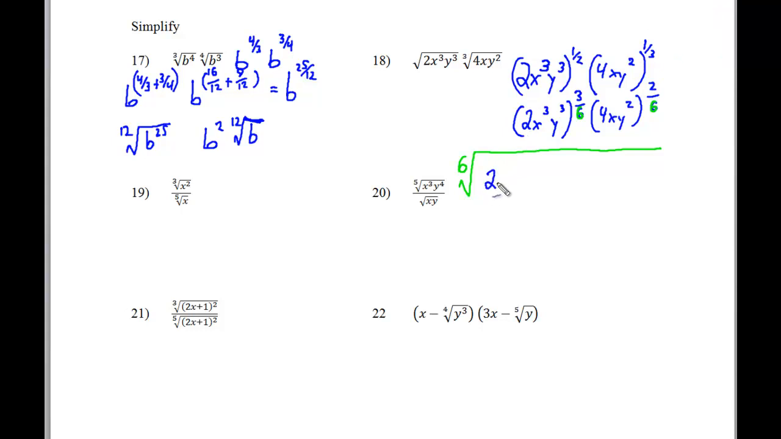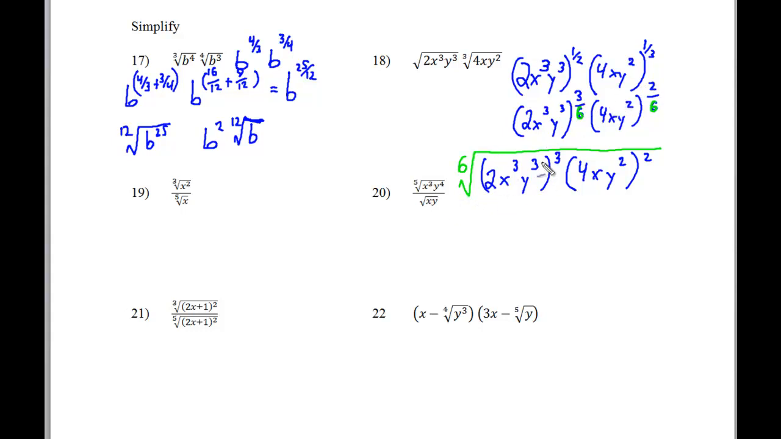So now I have 2x cubed y cubed raised to the third power. Notice how the sixth root got pulled out, and the 4xy squared raised to the second power. Notice how the 6 got pulled out here. So you see that I've actually been able to combine these together, but I had to do so by getting a common denominator in these power roots here.